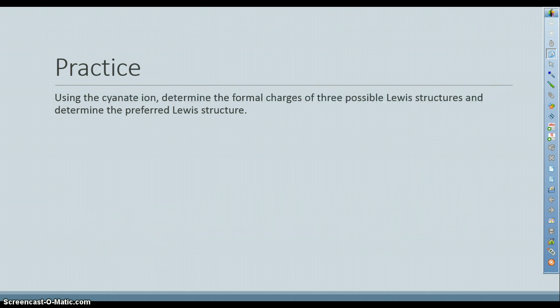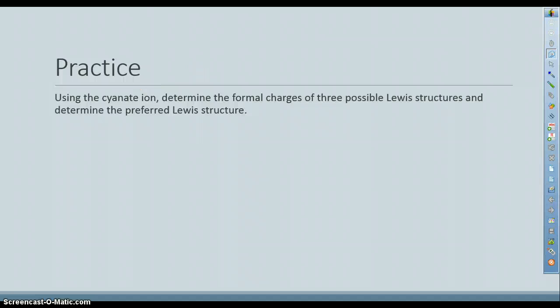Let's go and try another one. This one is called the cyanate ion. In the previous example, I didn't really tell you what the formula was, but hopefully you went up and found what thiocyanate was. In this case, I'll tell you what it is. A cyanate ion is actually CNO minus. So with this information, take a minute, figure out which one is the most important structure, and then you'll be able to answer the question.